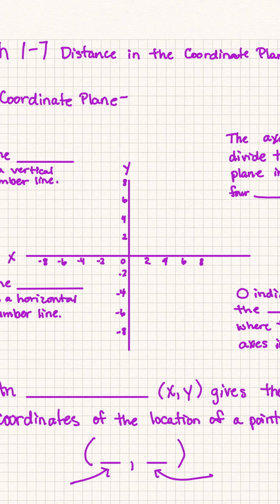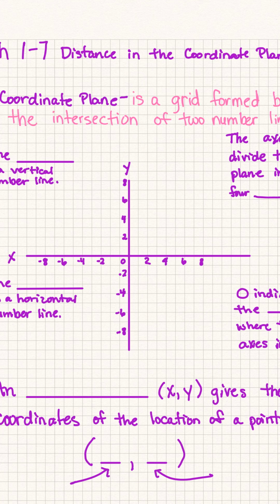So when we read maps, this is something that we actually use. So what's a coordinate plane? A coordinate plane is a grid formed by the intersection of two number lines. You can use a coordinate plane to locate and name points. So here is a picture of a grid that we could call a coordinate plane.